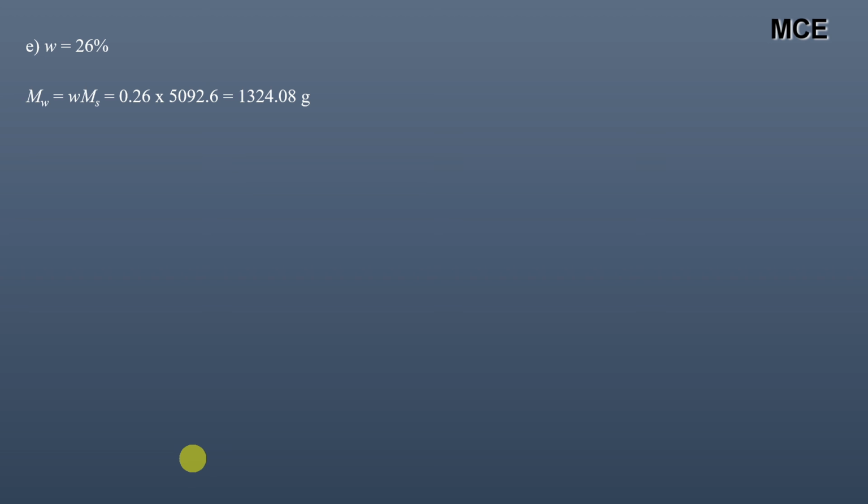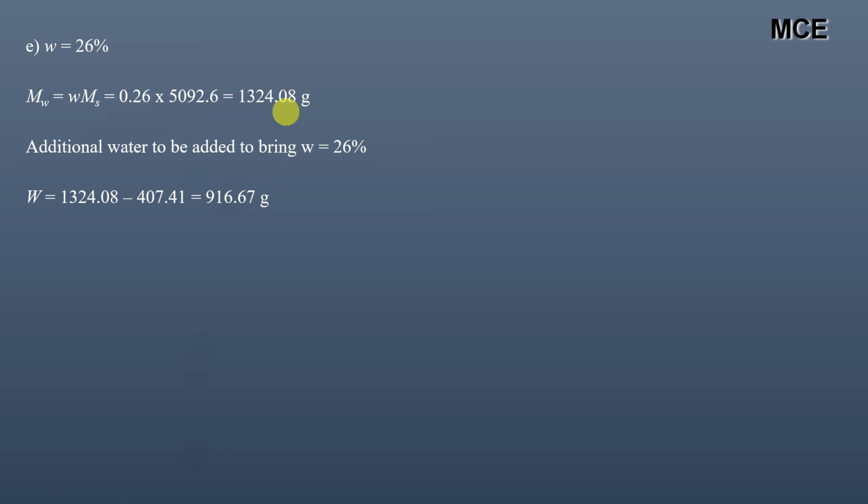And finally, for the last water content, which is 26%, mass of water which needs to be present in the soil is 0.26 times 5092.6, which is 1324.08 grams. Additional water which we need to add to this soil to bring its water content to 26% is 1324.08 minus 407.41, which is 916.67 grams of water you need to add to this borrow pit material soil so that its water content is equal to 26%.